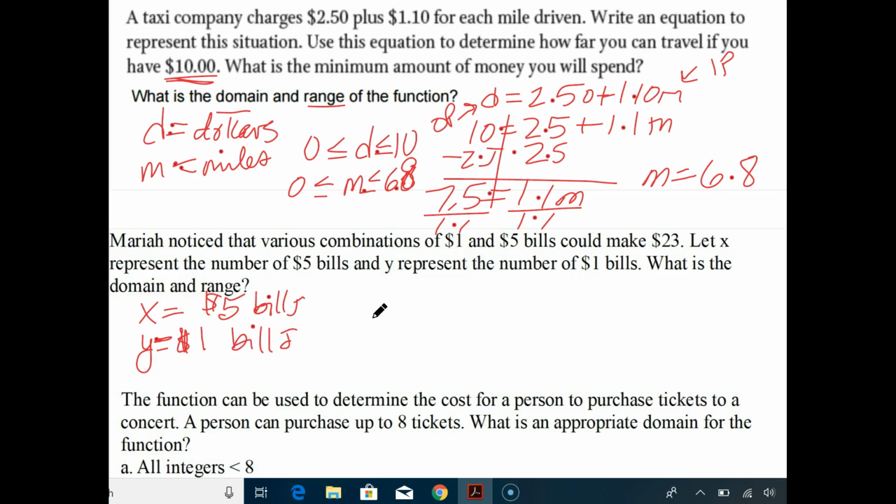Let's look at this problem. My foot just went to sleep. Goodness gracious. All right, I got to stand.